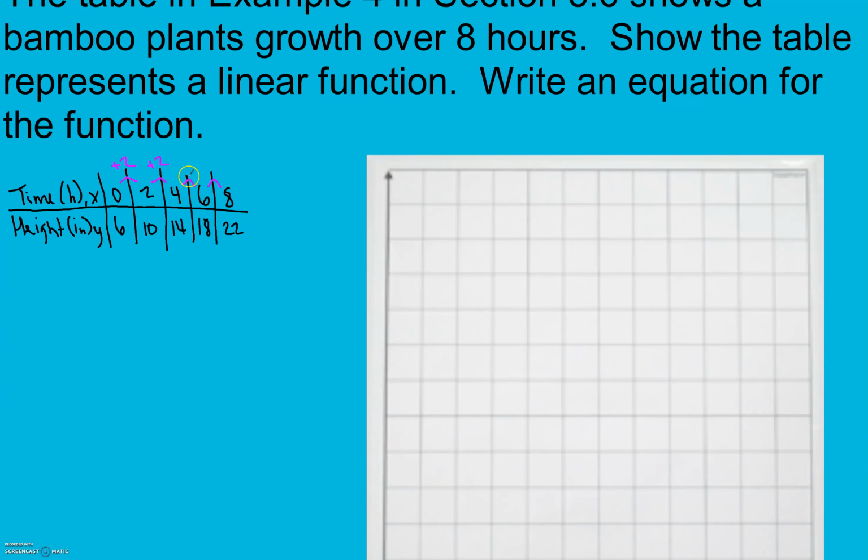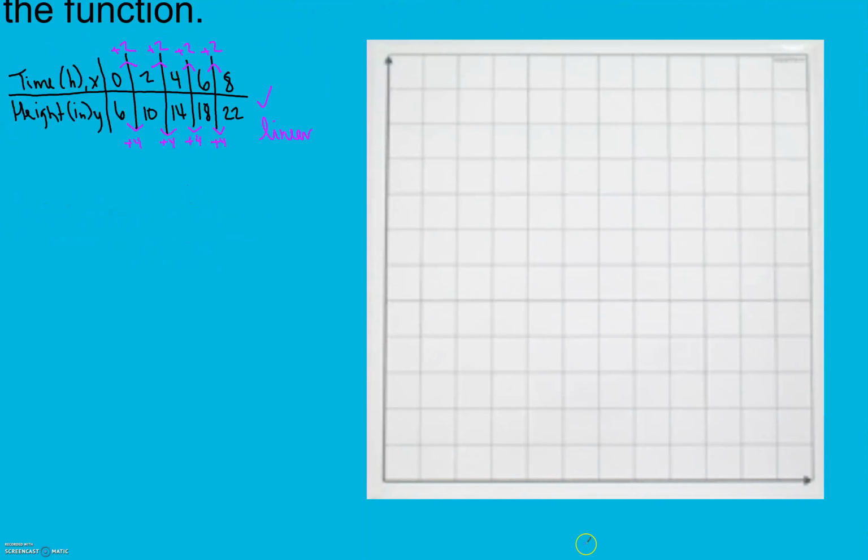We can graph these as a scatter plot. Okay, our time goes on the bottom because that's our x, and our height goes on our y. Here I need to get all the way up to 22 though, so I'm going to go by 2's. 2, 4, and x's I'm going to go just by 1.